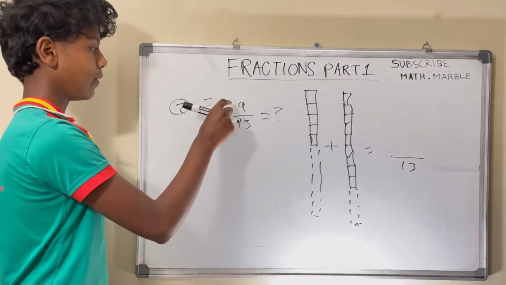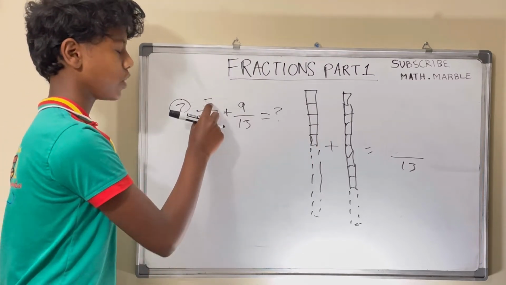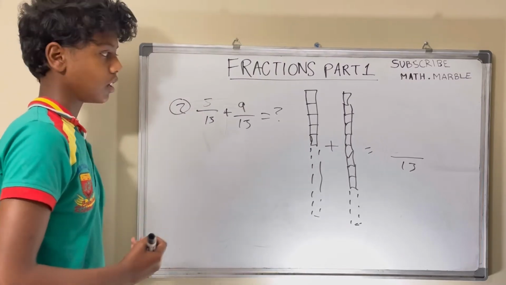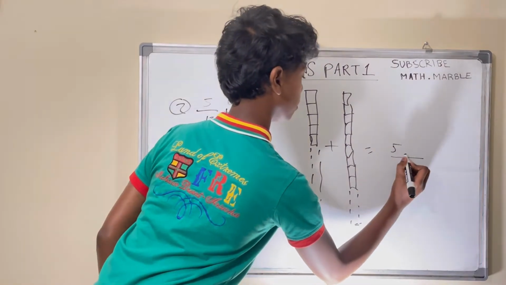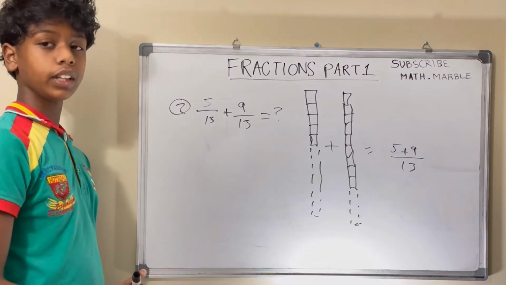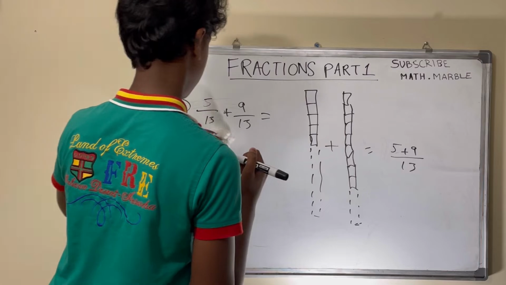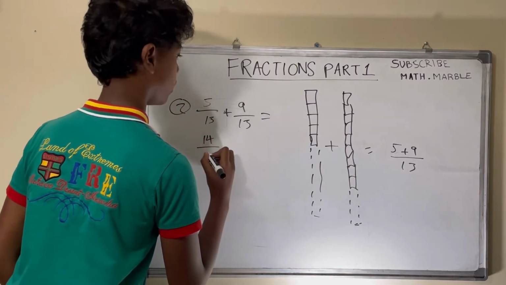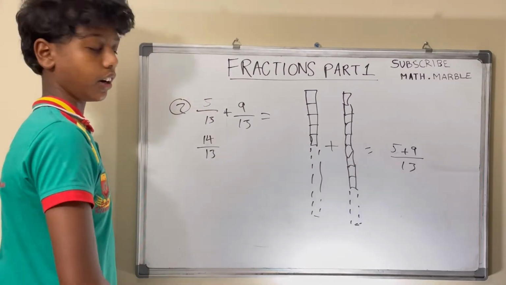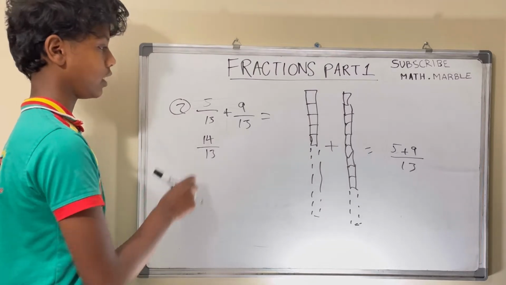That means 5 and 9 is just left to put. So 5 plus 9, my 5 pieces of chocolate plus his 9 pieces of chocolate is 5 plus 9 over 13. Now what's left is just adding. So 5 plus 9 is 14 over our denominator, 13. We put the 13. We don't add the denominator again. So our answer equals 14 over 13.